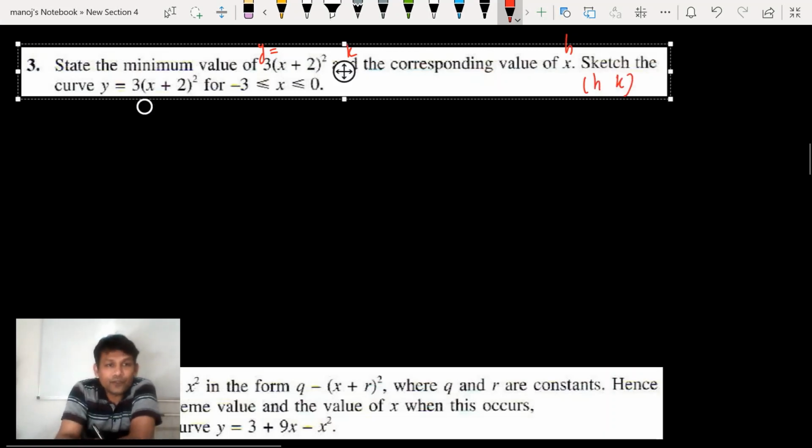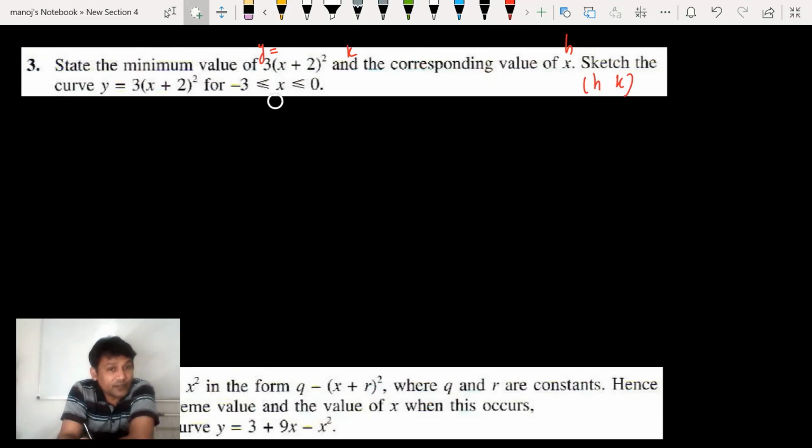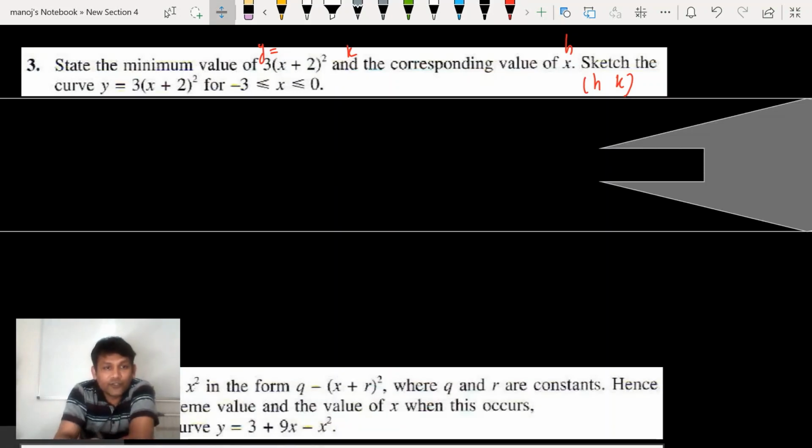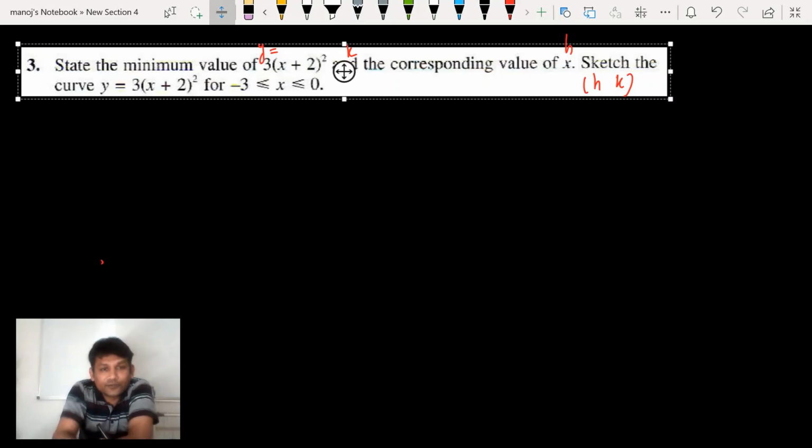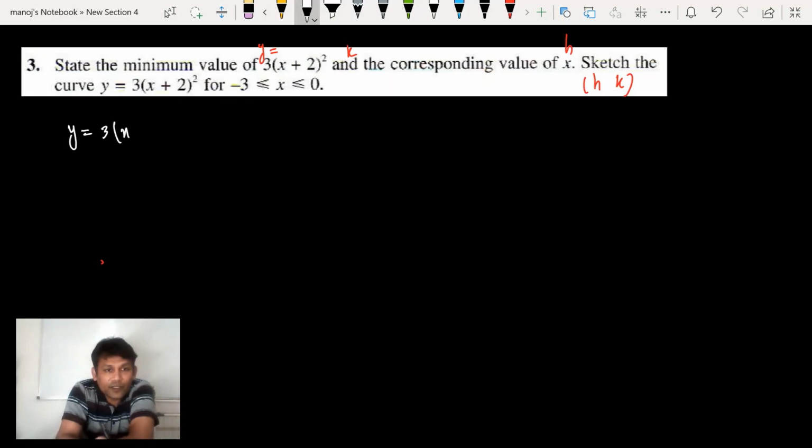The domain is given now. It means we have to use, as I have discussed in my video on drawing the sketch, when domain is given, we have to use the x test step. Now moving to our question. First part. The equation is y equals 3 times x plus 2 whole square, and there is nothing here, so I will write 0. That will give us the turning point. The turning point is minus 2 comma 0.